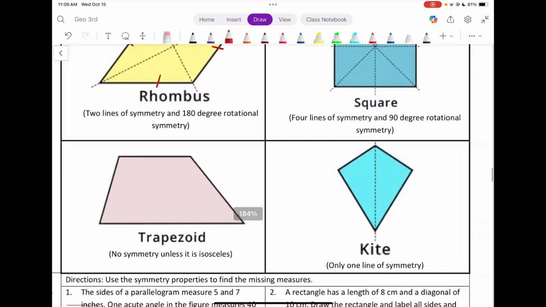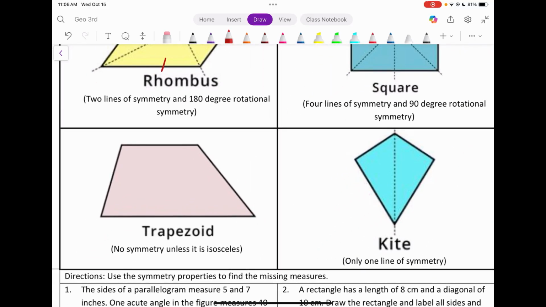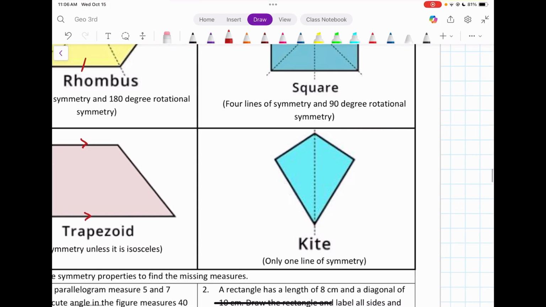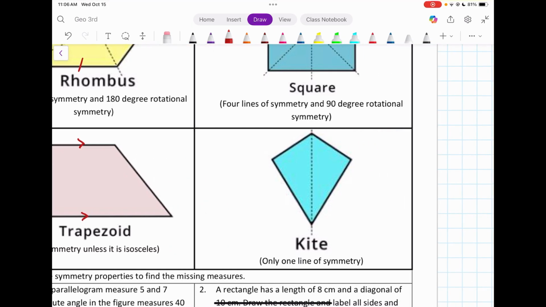The last two types of quadrilaterals you need to know are a trapezoid, that has one set of parallel lines, and then a kite. You see a kite is a lot like the type of kite that you actually fly, and they have consecutive congruent sides. These two sides are congruent, and these two sides are also congruent.